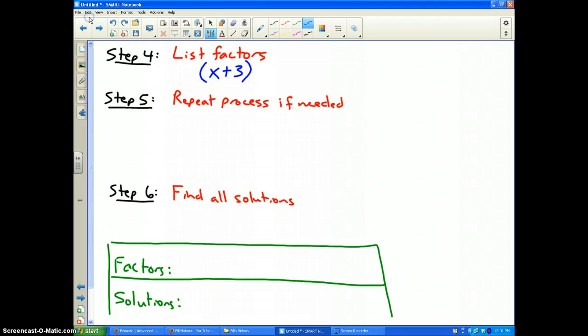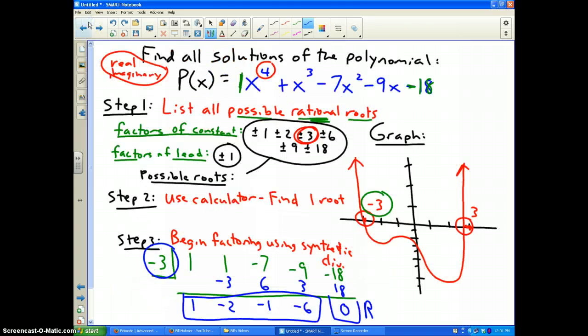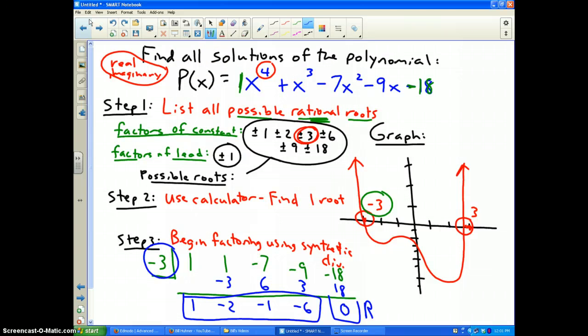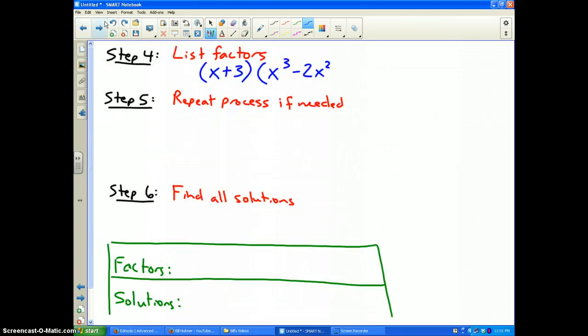And then I got to go back. I forgot what my numbers are. I got to go back. 1, negative 2, negative 1, negative 6. So I'm going to double check this. And I believe then you have x to the third minus 2x squared. Sorry, got to go back again. Make sure I got it right. Negative 1x minus 6.